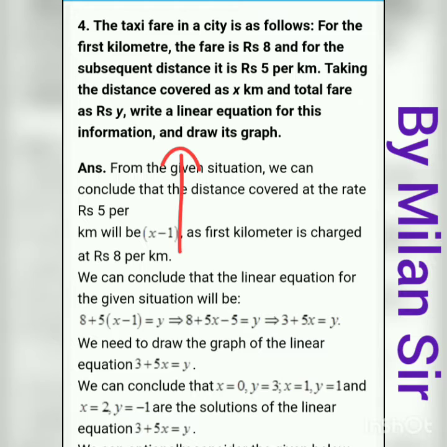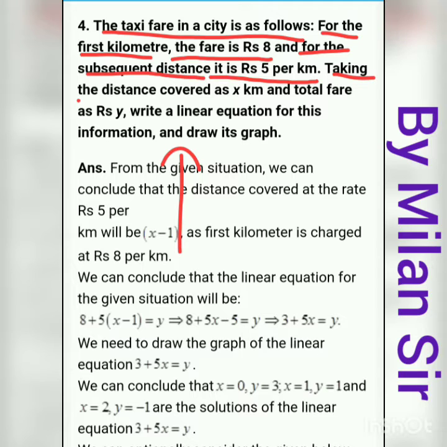The taxi fare in a city is as follows. For the first kilometer, the fare is rupees 8, and for the subsequent distance, it is rupees 5 per kilometer. Taking the distance covered as x kilometer and total fare as rupees y, write a linear equation for this information and draw its graph.